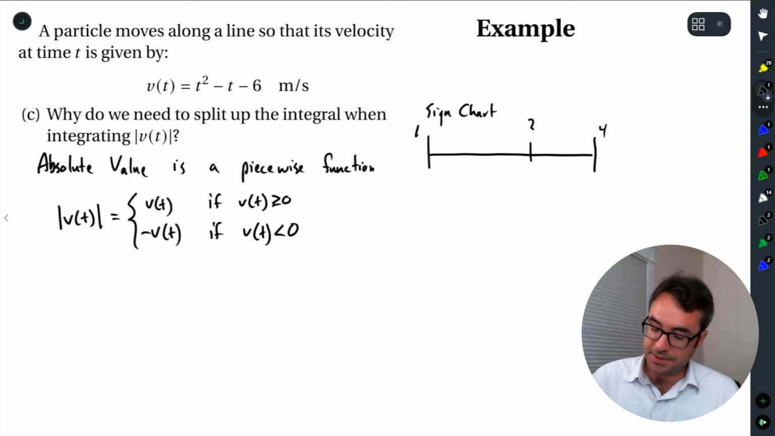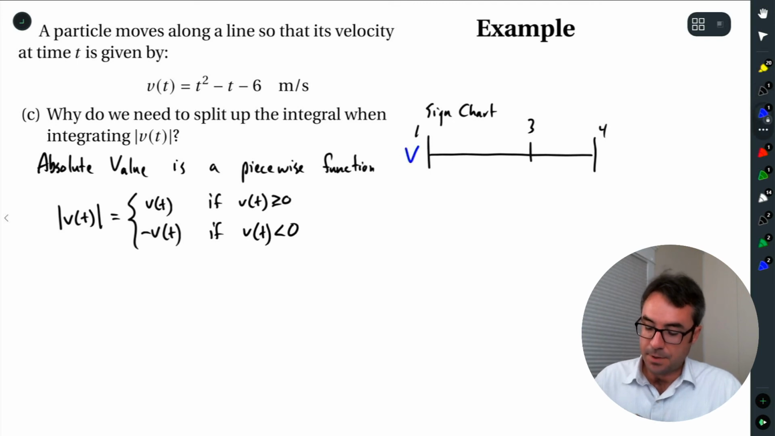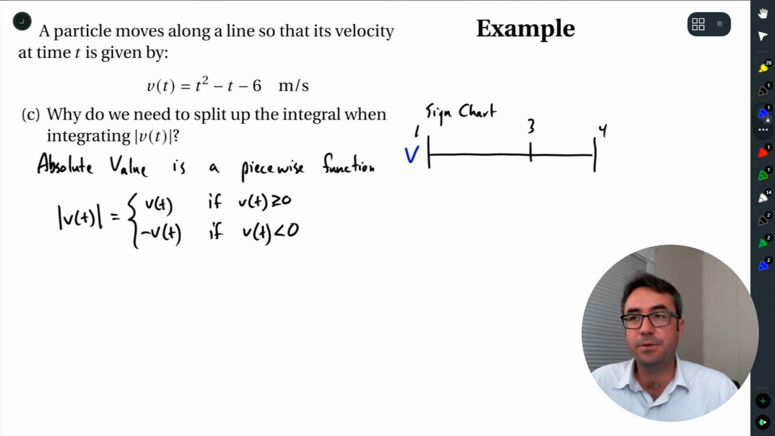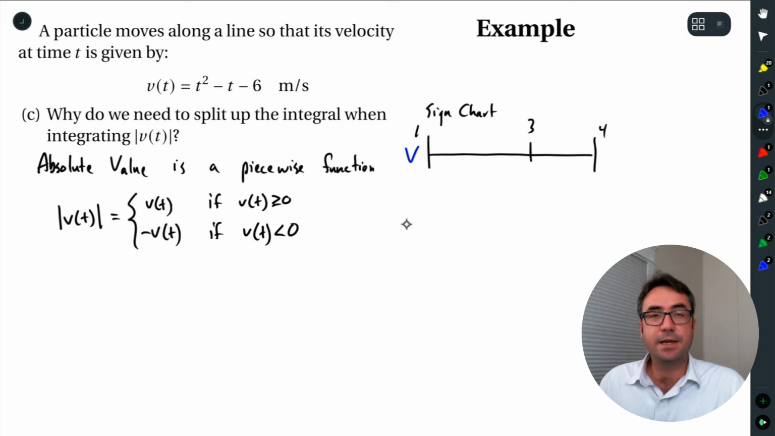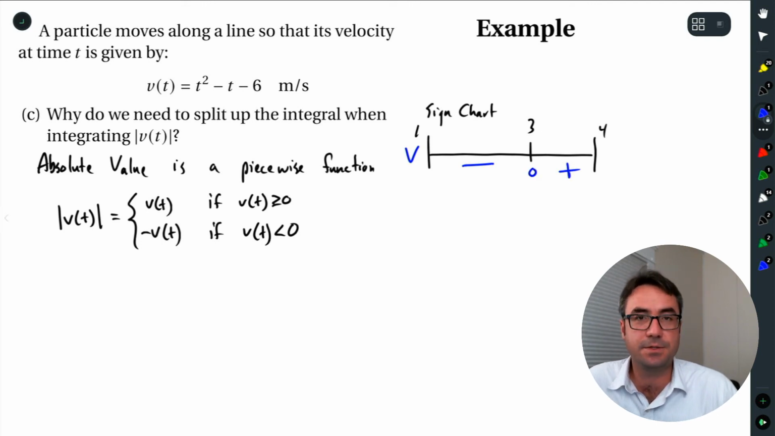And then we had this place in the middle at 3. And what we did is we looked at the velocity. We looked at our velocity function and we figured out, well, where is it negative and where is it positive? So we found that it was negative on this interval from 1 to 3. We found that it was positive on this interval from 3 to 4. And then right at 3, we figured out it was 0.